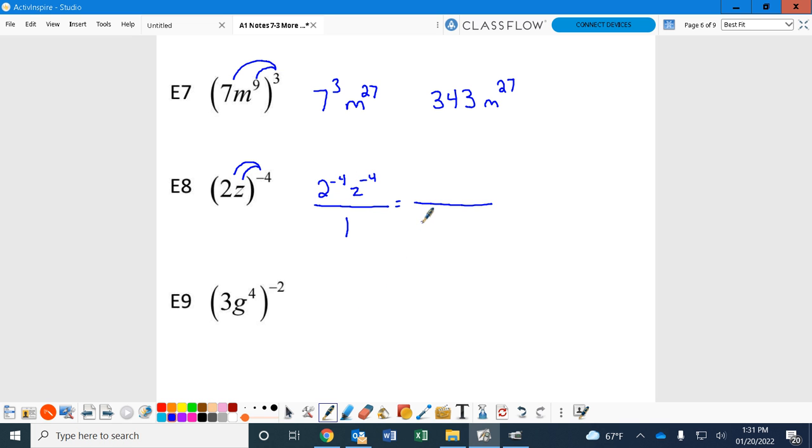When they move to the bottom, the power is going to become what? Positive. What do I put on top? 1. And then I do need to go that one more step because I have a number with a power on it when there's a variable in the problem. You need to go ahead and work that out. What is 2 to the 4th power? 16. 16z to the 4th. Nicely done, guys.